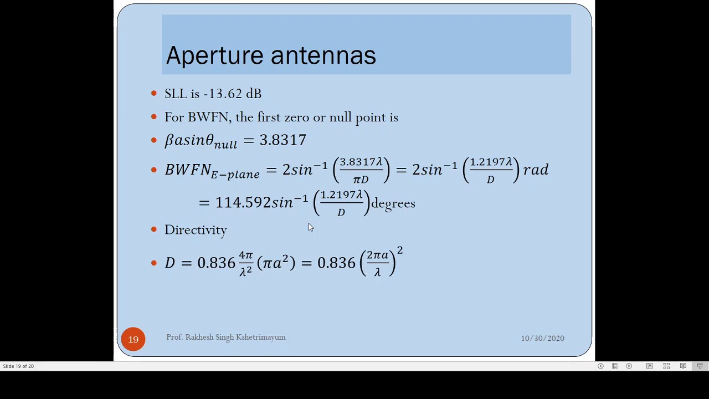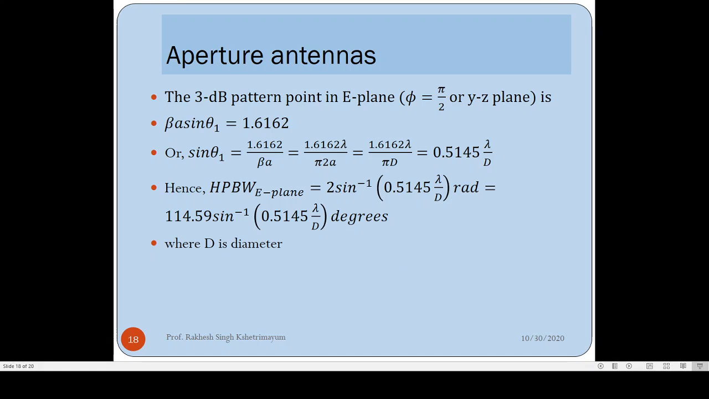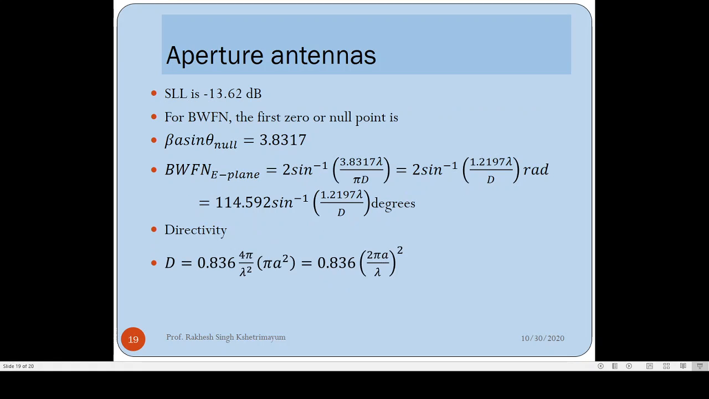Similarly, you can also find out the side lobe level. The side lobe level you can find out because this is a Bessel's function, and you can cross check, it's minus 13.62 dB.